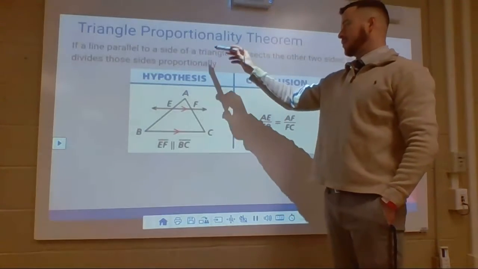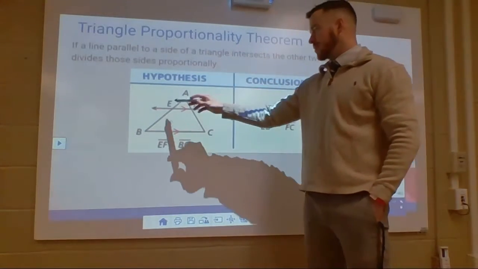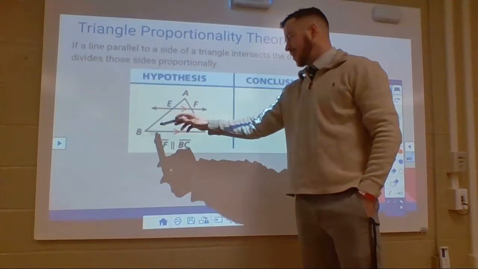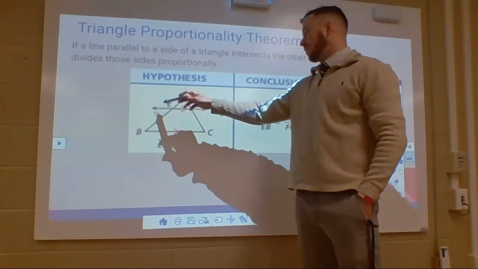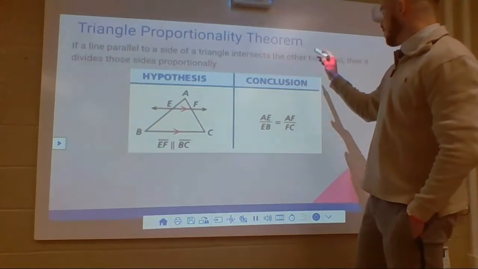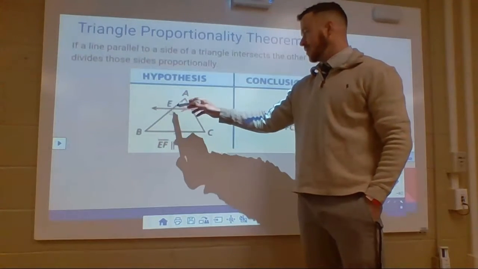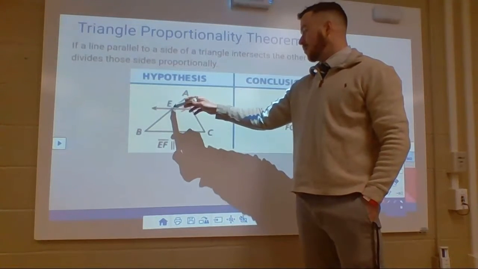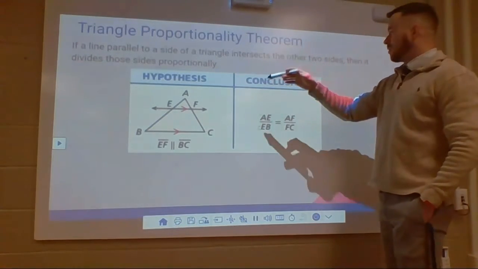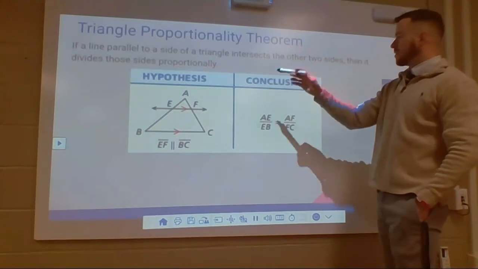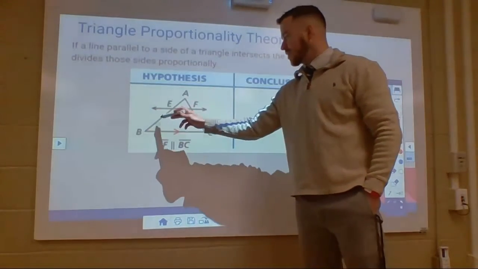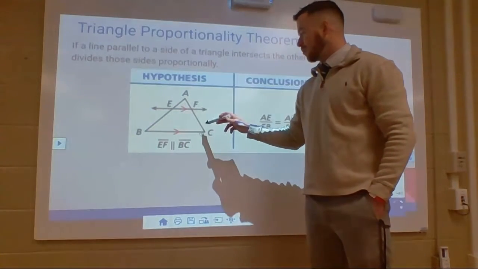The line parallel to a side of a triangle, so here's a line parallel to the side BC. Line EF is parallel to side BC, and it intersects the other two sides. So we can see that line intersecting at point E and point F. So it's parallel and it intersects the other two sides, so it divides those sides proportionally. So these two sides are going to be divided proportionally.